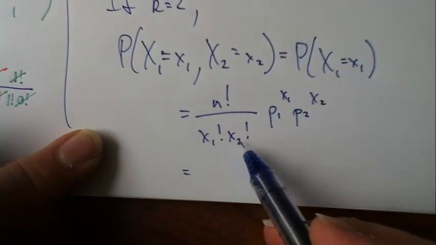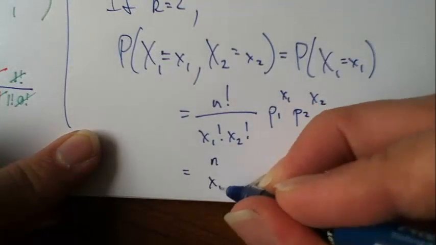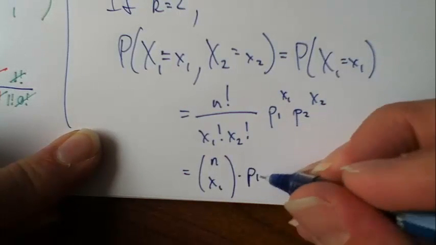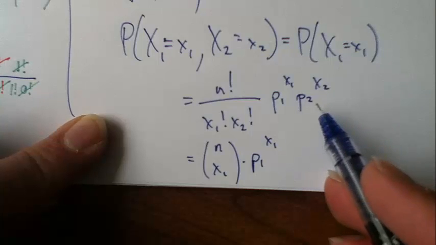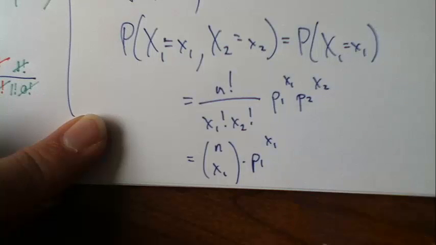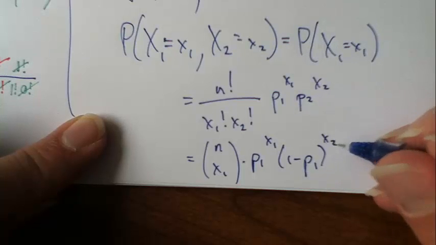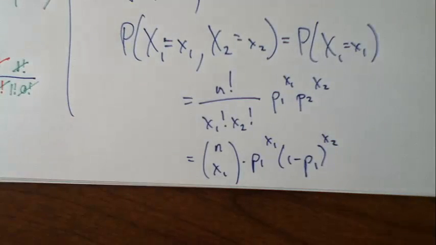times p1 to the x1 times p2 to the x2. But, of course, here x2 is n minus x1, so this really is n choose x1 times p1 to the x1. And if there are only two possible outcomes for each trial, then p2 is 1 minus p1, raised to the x2. So the multinomial just generalizes the binomial. That is, if you're looking at performing n identically distributed and independent trials where each trial results in one of, say, k different outcomes.